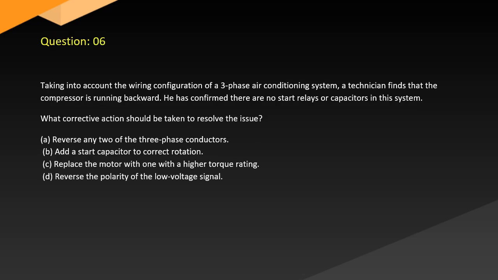Question 6. Taking into account the wiring configuration of a three-phase air conditioning system, a technician finds that the compressor is running backward. He has confirmed there are no start relays or capacitors in this system. What corrective action should be taken to resolve the issue?